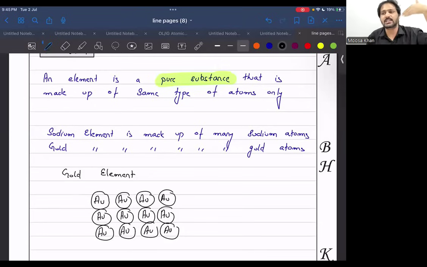तो कहते हैं ना which cannot be split. Actually it can be split, but it cannot be split to form any new substance. Right, Ali? A simple substance that cannot be split into two or more substances. Yes, that is also the correct definition.